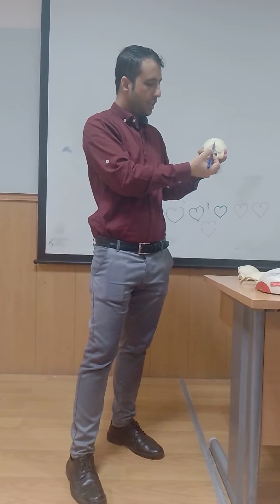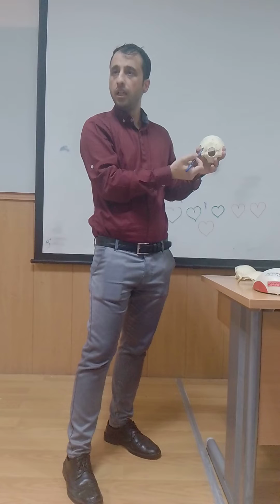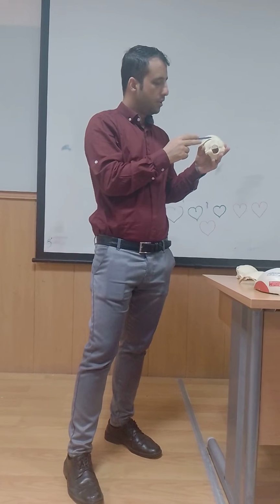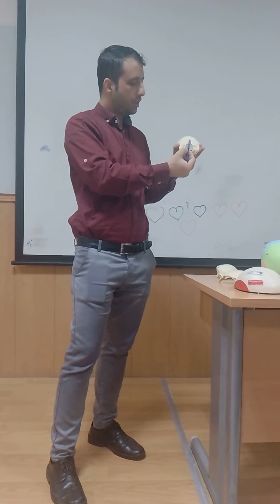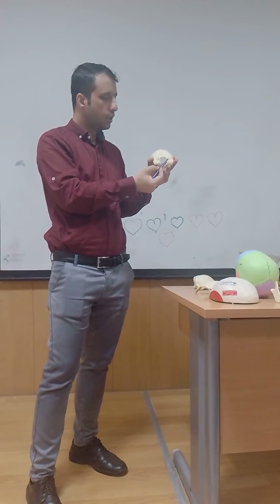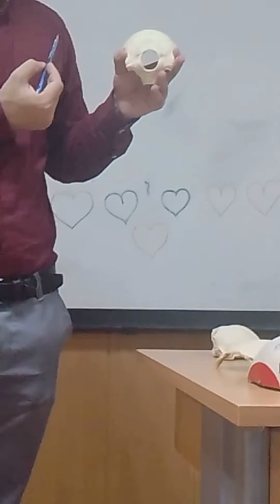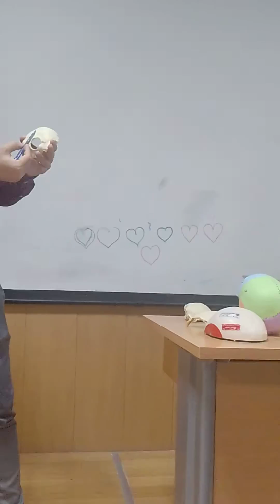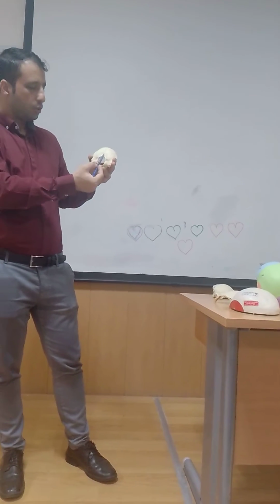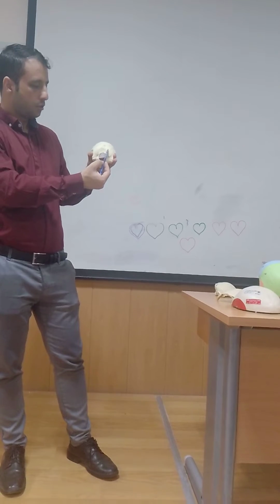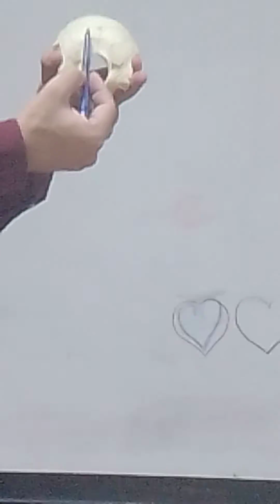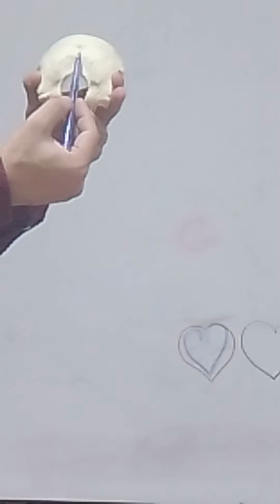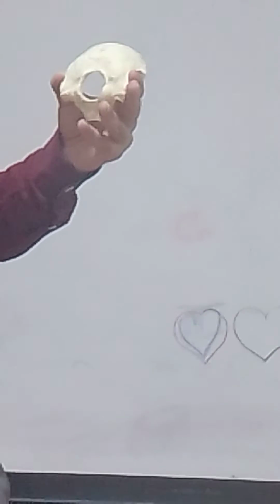Inferiorly, you can see the external occipital crest, which begins from the external occipital protuberance and travels inferiorly to arrive at the posterior border of foramen magnum. And from the external occipital crest, you can see two lines. The inferior nuchal line travels to the lateral part.